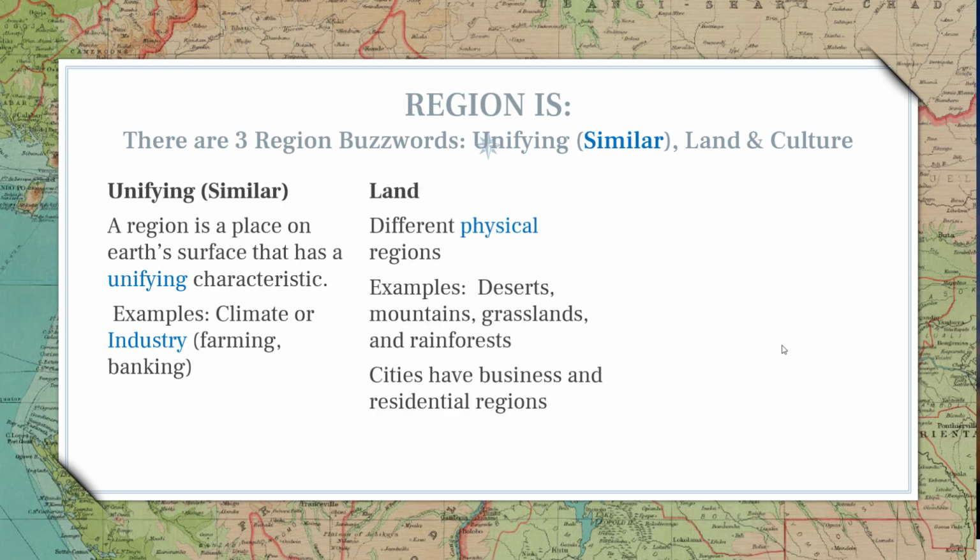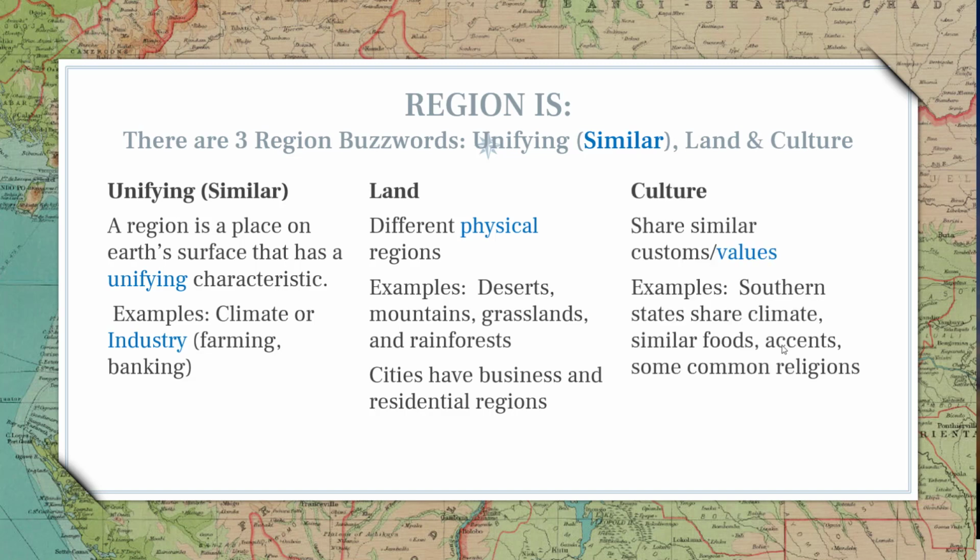Now, land is about the different physical regions, like deserts and mountains and grasslands and rainforests, and cities have business and residential regions. Again, those might be called more commonly districts. And then culture. In culture, people share similar customs or values.